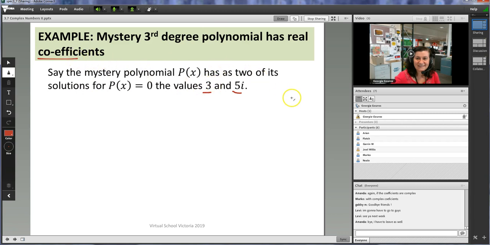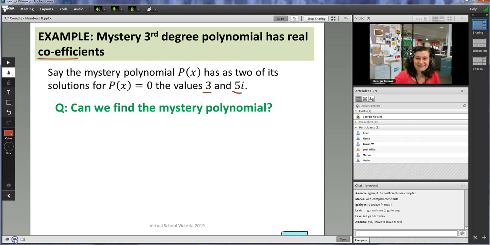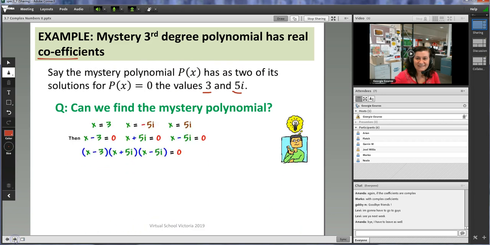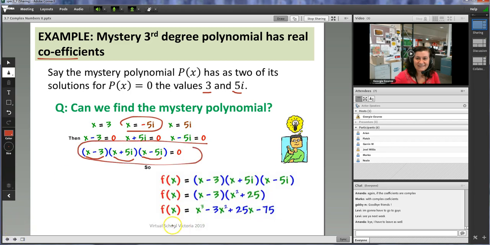Big hint, real coefficients, that must mean that negative 5i is also a root, so we can then work out what all the factors are. x minus 3, x minus 5i, and x plus 5i, and we can expand that and work out what the mystery polynomial was. There it is there, the mystery polynomial.